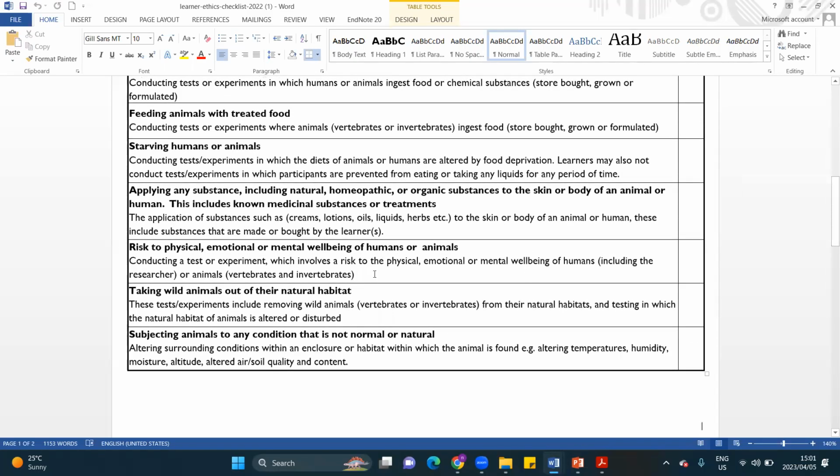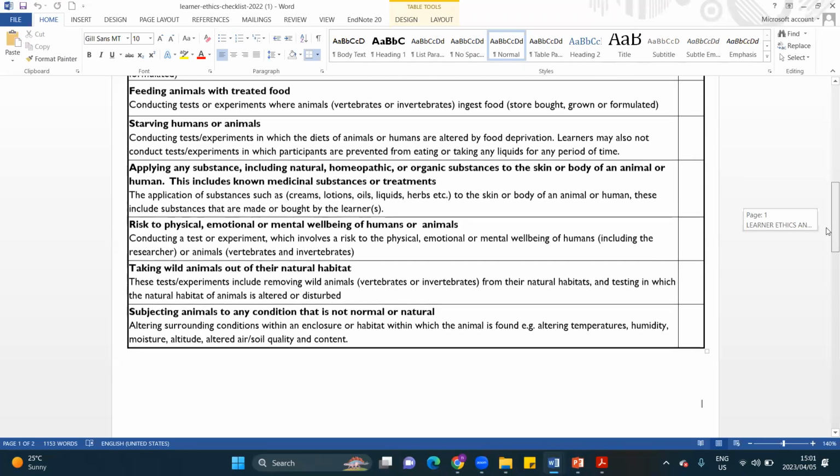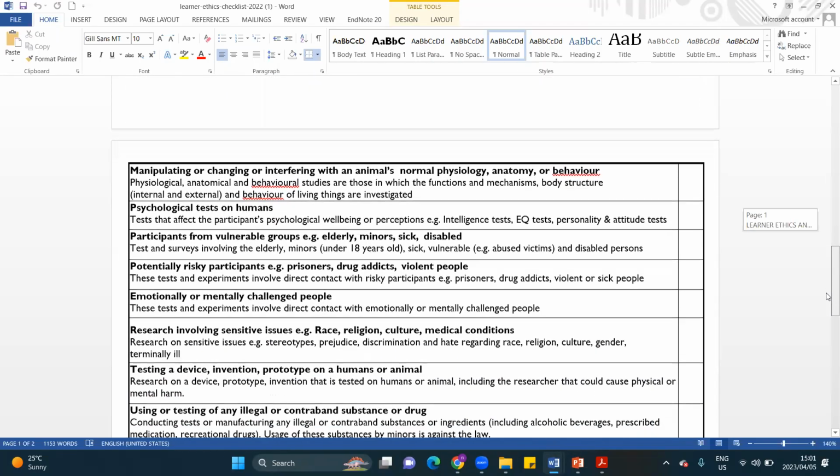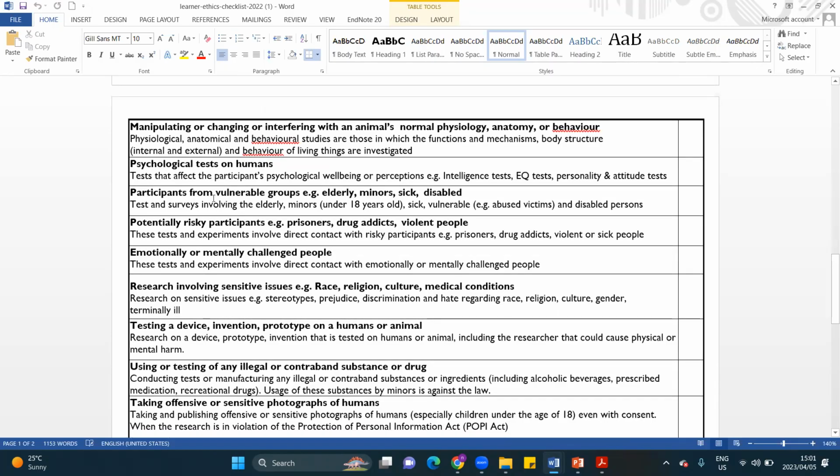I think there was another one about stress tests. Here it is: psychological tests on humans, tests that affect the participants' psychological well-being or intelligence. These are things that are not allowed. If your testing or your questions are going to ask this kind of information, then that's going to be an X.